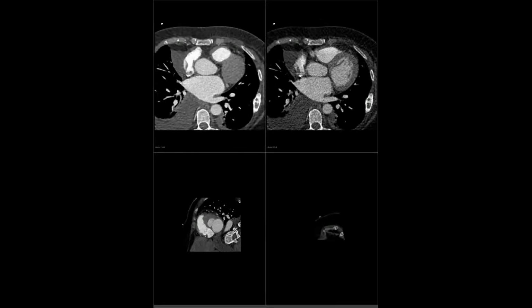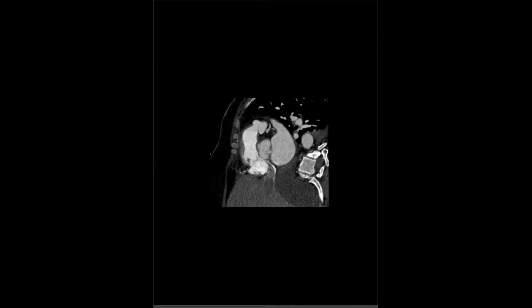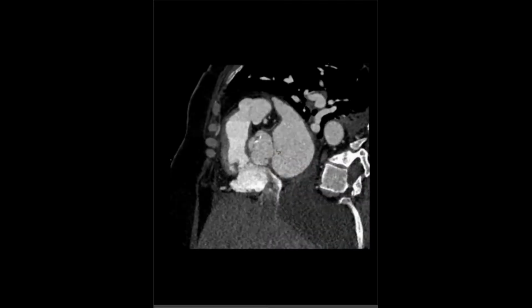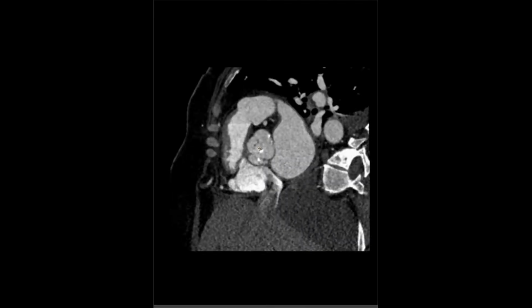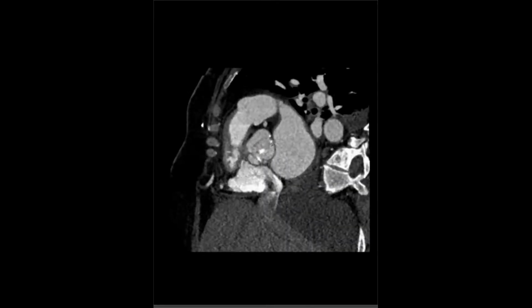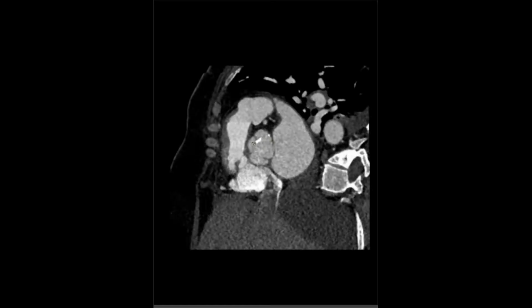Yep, all good. So I'm going to show 3 cases, all ordered by the same interventional cardiologist, all CTA TAVRs, and all with kind of unfortunate findings. So this first one was a lady with bicuspid aortic valve. You can see the aortic valve picture here with the characteristic fish mouth appearance with a fusion of these 2 cusps. And then there's this irregular outpouching back here.